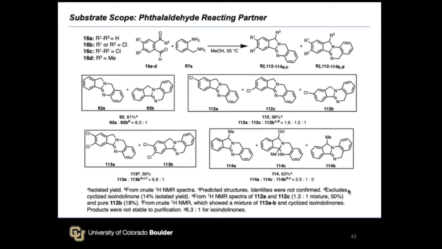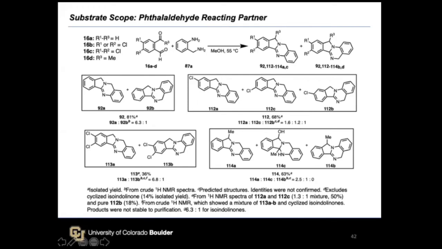And only 2 products were observed. We have suspected product 114A was the major product, followed by suspected product number 114C, which forms via cyclization at the opposite benzylic position. Notably, suspected product number 114B was not observed.